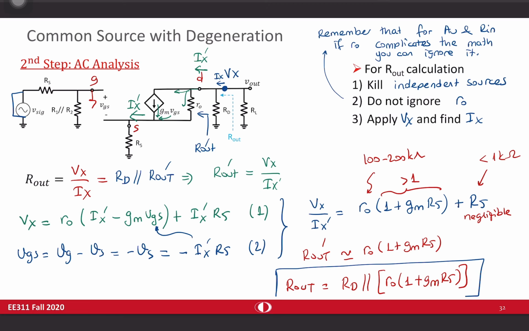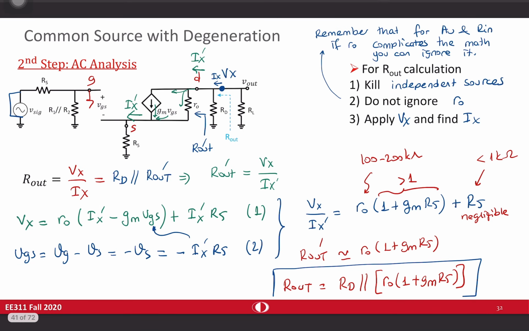And at this point, I guess we find both input resistance, output resistance, and the voltage gain for common source and common source with degeneration amplifier. And in the next lecture, we will continue with more discussion on this amplifier type, and then we will start a new single transistor amplifier, which is common gate amplifier.